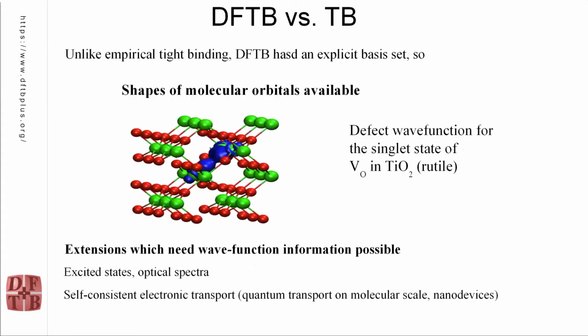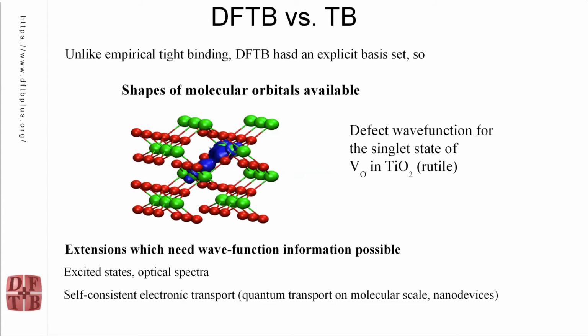Okay, right. Compared to empirical tight binding, one of the big differences is that we actually have a genuine basis set, so you can do things like plot orbitals and look at states in these systems. But also, ideas from DFT map onto this quite happily. So a lot of ideas around excited states, optical spectra, self-consistent quantum transport, and so on, are fairly straightforward to do in this kind of framework.